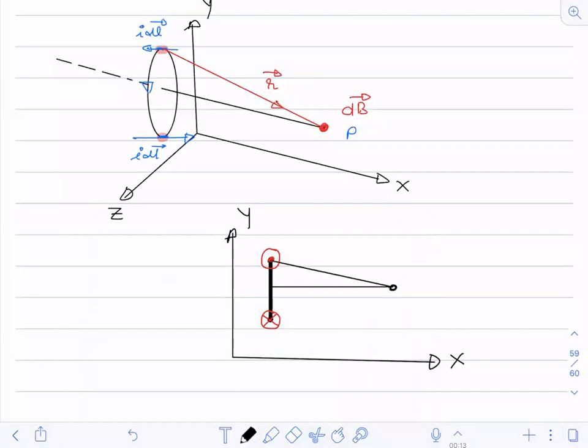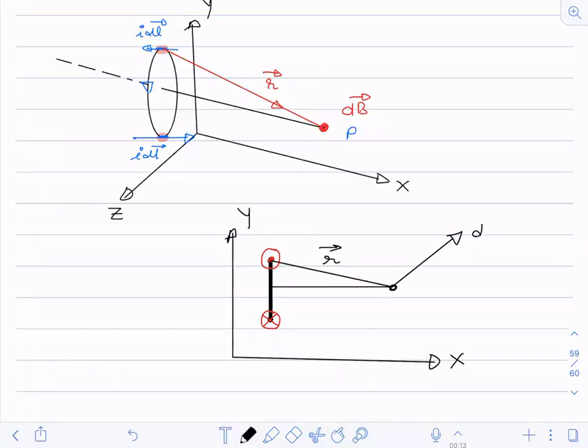And this would be R, the position vector R. Understood? Now what you have to do? You just see what will be the direction of magnetic field over here. The magnetic field due to this will be pointing like this. How did I get this?